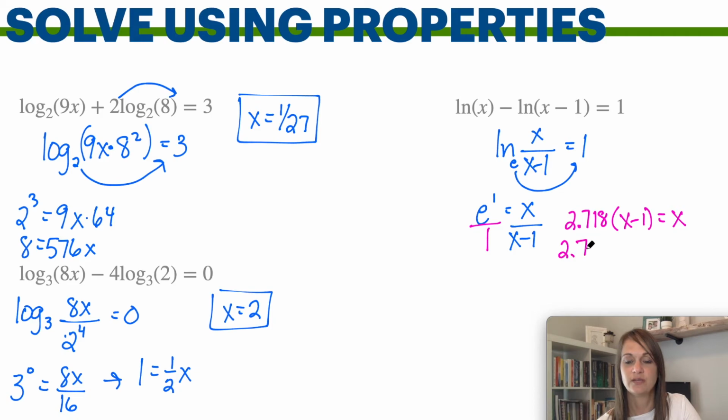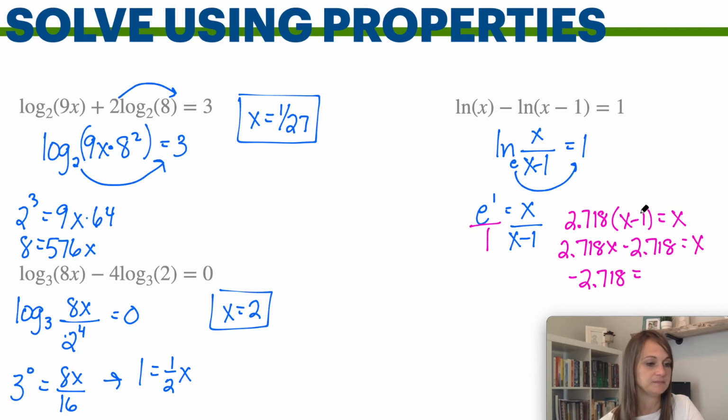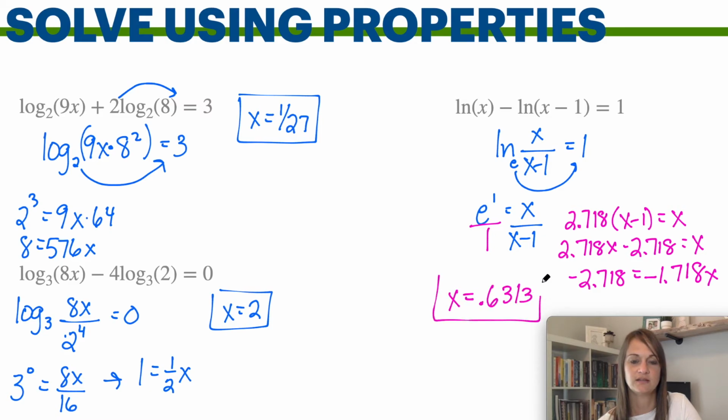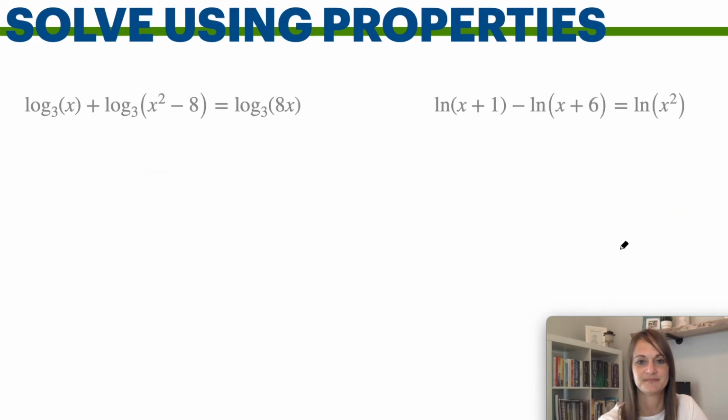So we'll get 2.718x minus 2.718 equals x. So we'll subtract 2.718 on both sides, and we'll get a negative 1.718 times x. Divide by that, and x should equal 0.6313 for your answer.